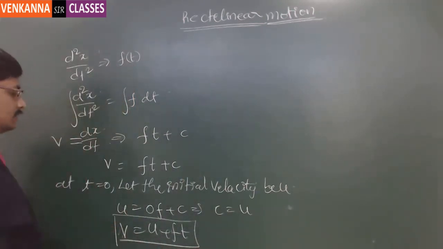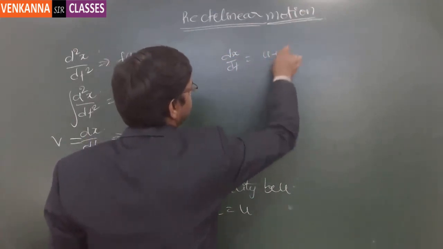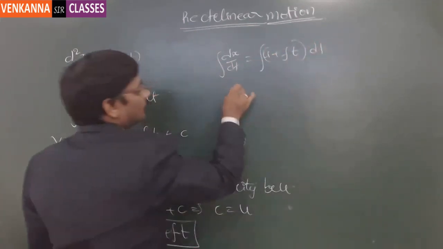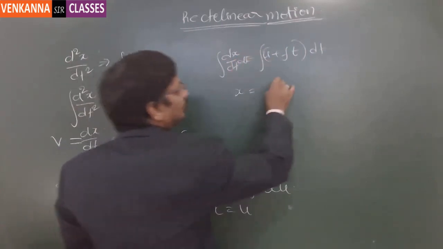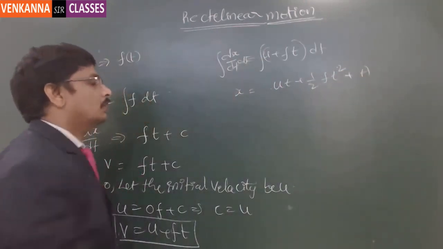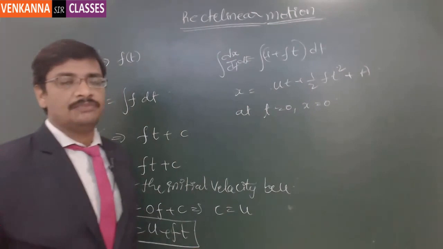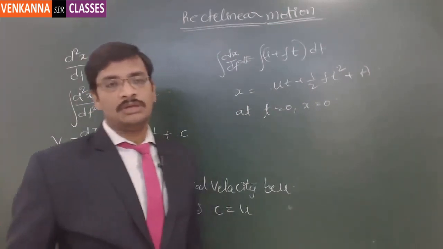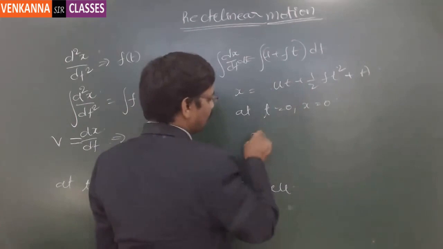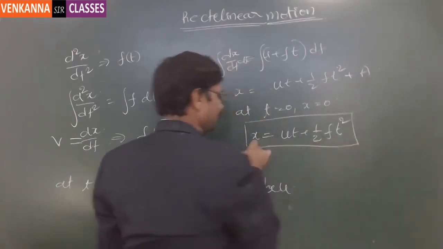Now if you integrate further, v is nothing but dx by dt equal to u plus ft. Integrating on either side again, x is equal to ut plus half ft square plus some arbitrary constant a. Now at t equal to 0, x is equal to 0. That is the displacement initially when we started, so we start counting from there. That means x equal to 0 at t equal to 0. In that case x is equal to ut plus half ft square. This is the relation between the displacement and time.